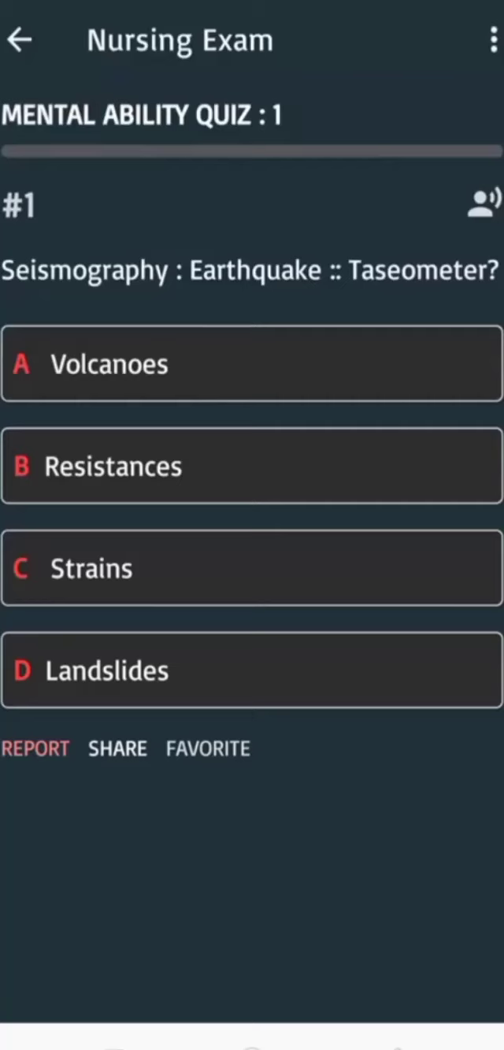Seismography. Earthquake. Tasimeter. A. Volcanoes. B. Resistances. C. Strains. D. Landslides.